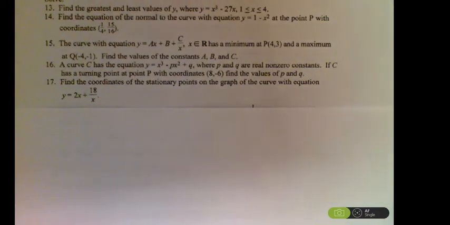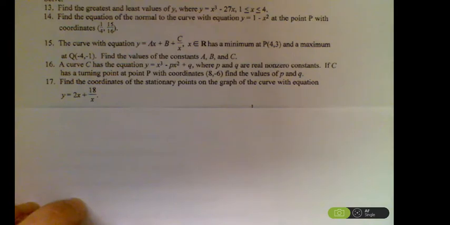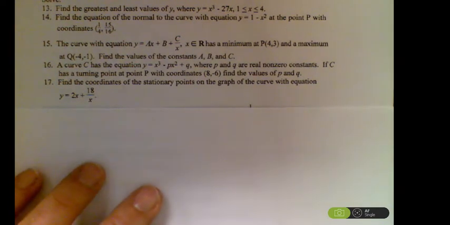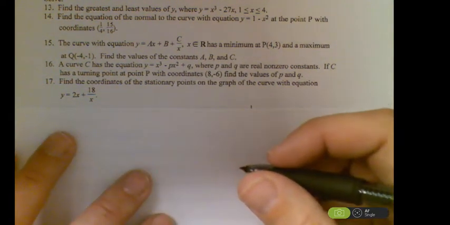So we got some stationary points on the graph. So find the coordinates of those stationary points. Remember, stationary points, turning points, all those guys, those are maxes and mins, or points of inflection. So again, they all tell you the same thing. Set your derivative equal to 0.